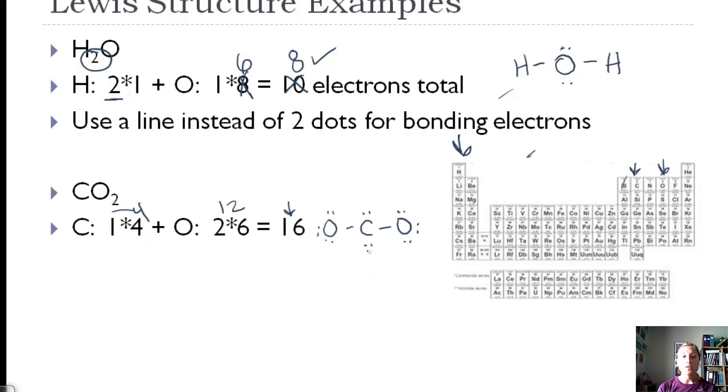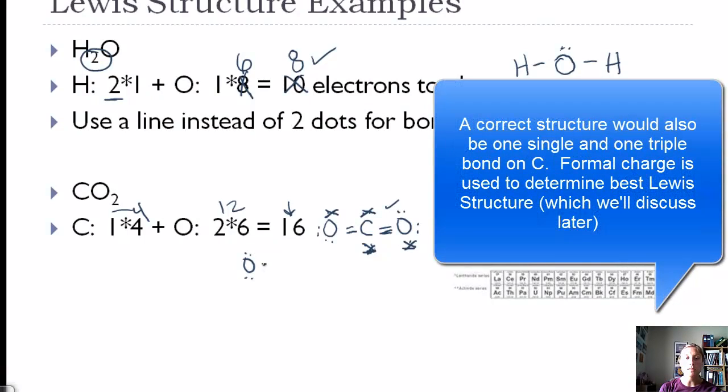I have too many. So I'm going to take this pair, and instead of carbon and oxygen having their own, I'm going to have them share 1. Now I have 2, 4, 6, 8, 10, 12, 14, 16, 18. Again, I need to share another pair. So I'm going to take that pair from oxygen and that pair from carbon, and I'm going to have them share one pair instead. Now I have 2, 4, 6, 8, 10, 12, 14, 16, and so my Lewis structure is correct. Let's just redraw it so it looks a little nicer.